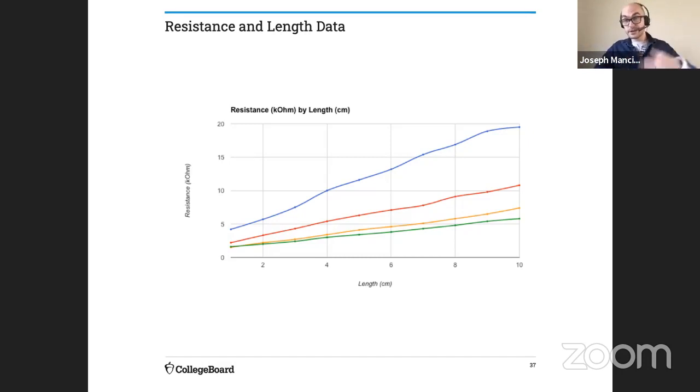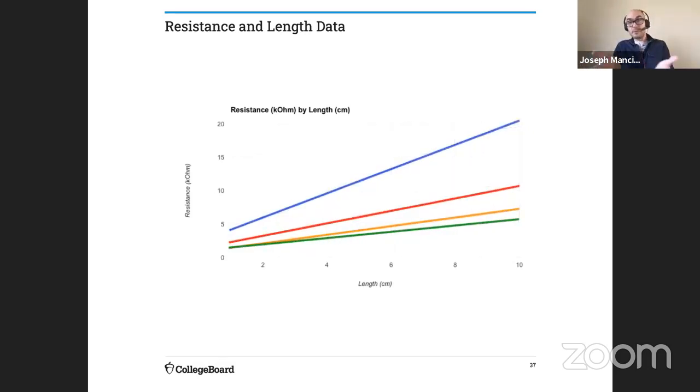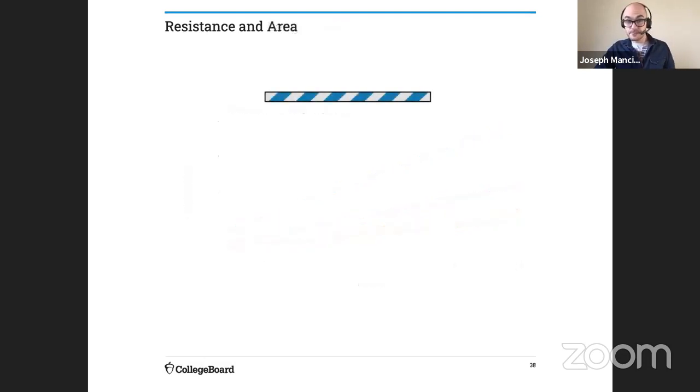Now, being clever scientists, my students said, that looks like a linear relationship, Mr. Mancino. So we mapped it to a linear fit, and it was a really good fit. It was a linear relationship. So resistance is linear with length. The longer a resistor is, the more resistance it has.